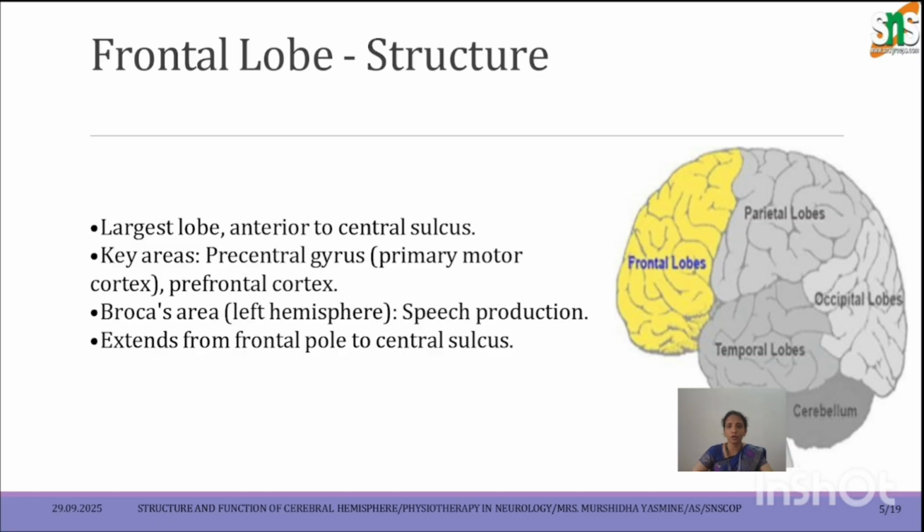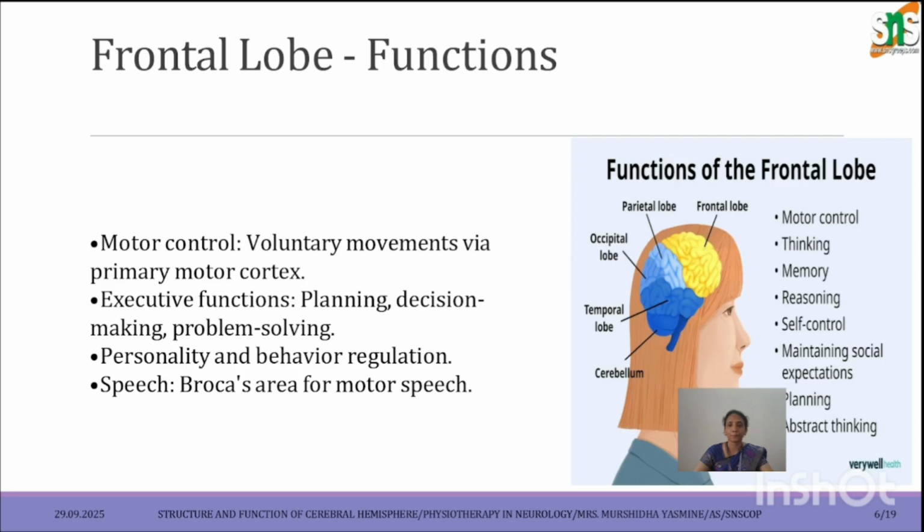Coming to the frontal lobe, the frontal lobe is the largest lobe, which is anterior to the central sulcus. The key areas are the precentral gyrus, which is the primary motor cortex, and the prefrontal cortex. Broca's area is located in the frontal lobe, and it is useful for speech production, and it extends from the frontal pole to the central sulcus.